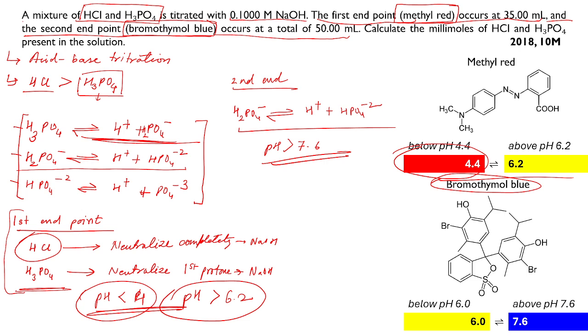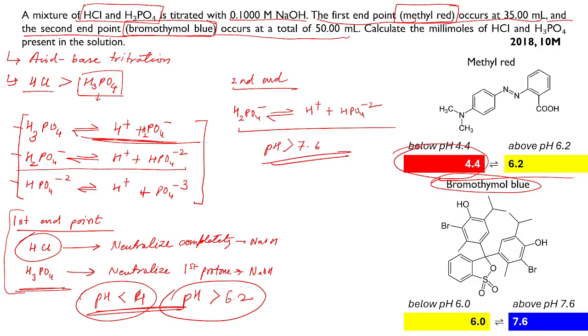Initially it's going to give you a red color, okay, at that time HCl as well as H₃PO₄ is present in the solution, and once HCl and the first proton of H₃PO₄ are neutralized, it gives you a yellow color which is indicating the first endpoint.